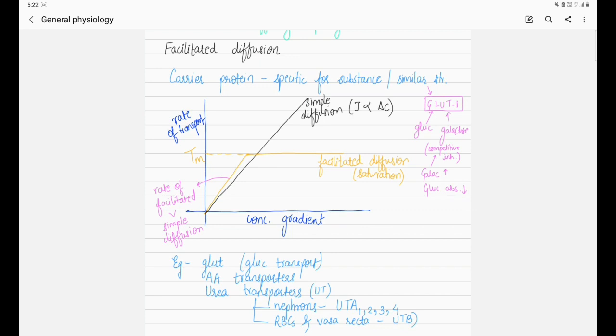Examples of facilitated diffusion: glucose transport, then amino acid transporters and urea transporters. Urea transporters present in nephrons are UTA and present in RBCs and vasa recta are UTB. Again UTA are 1, 2, 3, 4.